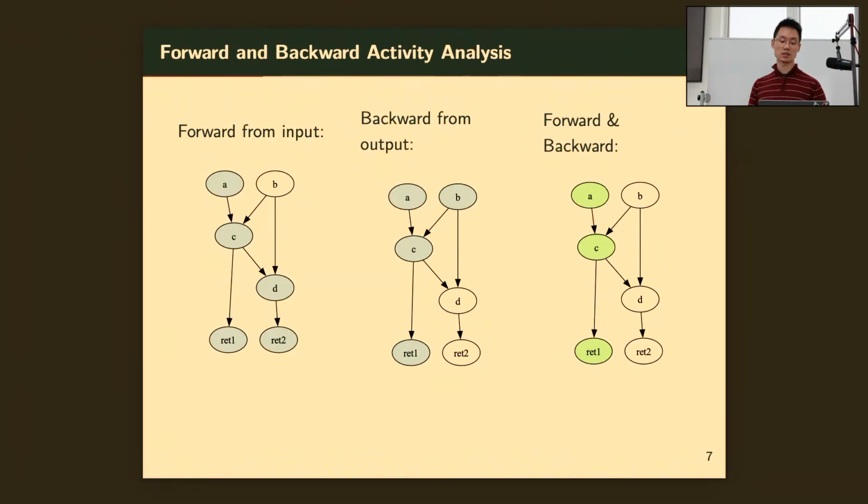Now, this is the canonical way of finding activity. If we have this nice differential data dependency graph, we do a forward traversal starting from the active input, A, and we find all of the descendants of our active inputs. Then we do a backwards traversal starting from all the active outputs and finding all of the predecessors. Any node that is visited in both traversals is marked active.